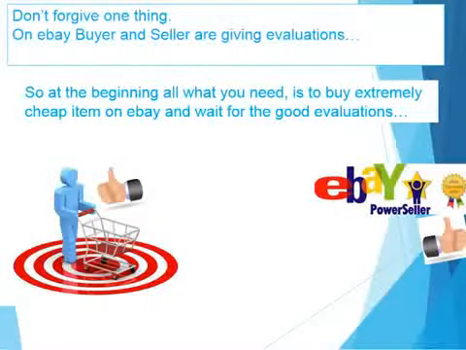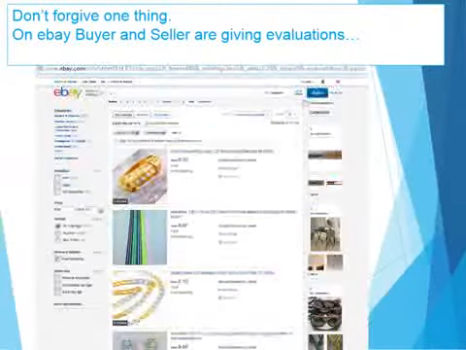Ta-da! So what you can do, which is very simple, is start by buying a very, very, very, very cheap product on eBay. You're not interested in the product. You are buying a necklace at 0.01 RMB. You're not interested in the product. You are interested in the evaluation.